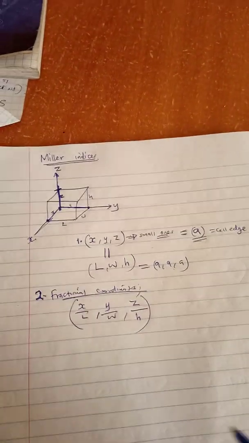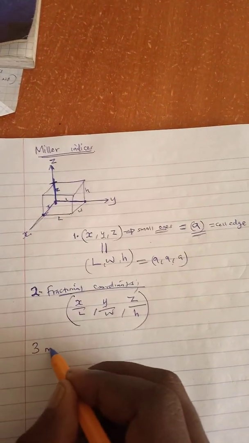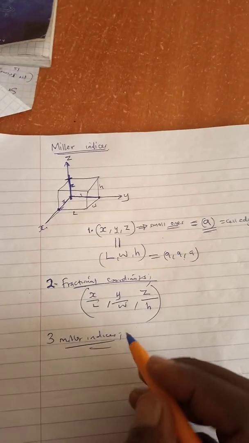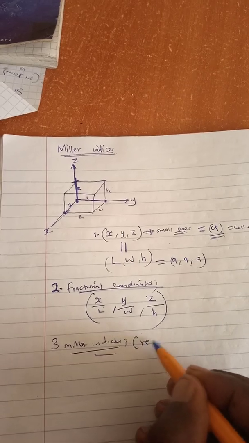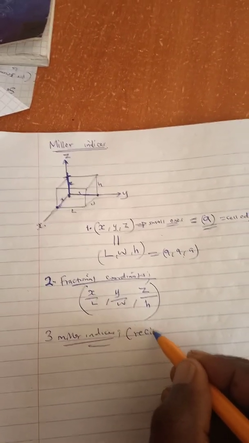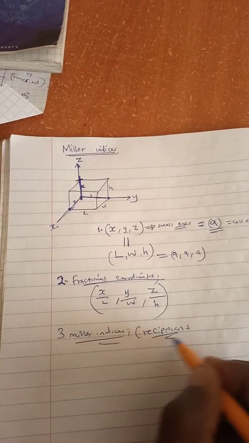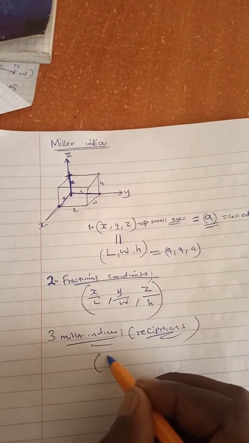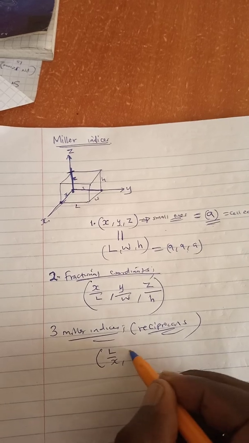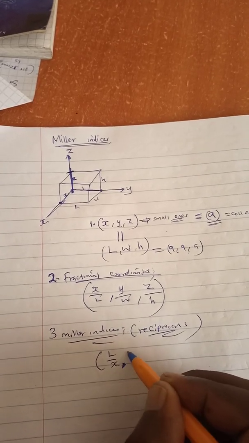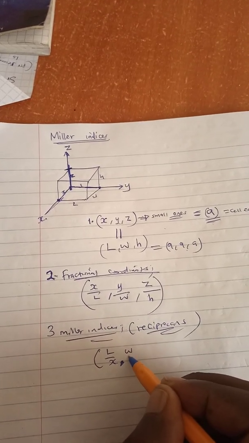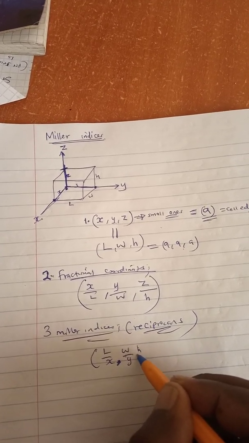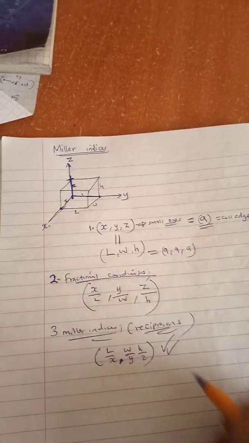That will give you the fractional coordinates. Then after getting the fractional coordinates, to find the Miller indices, you find the reciprocal of what you have found above. So the reciprocals, our Miller indices will be l over x, no commas, they are together, w over y and h over z. That will be our Miller indices.